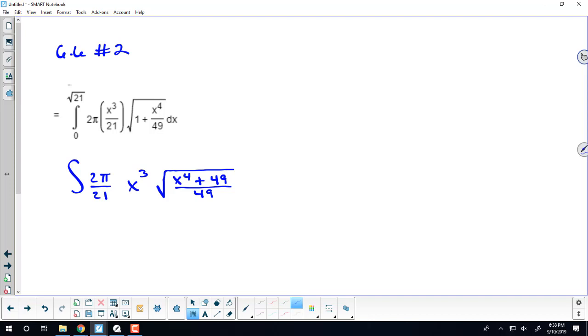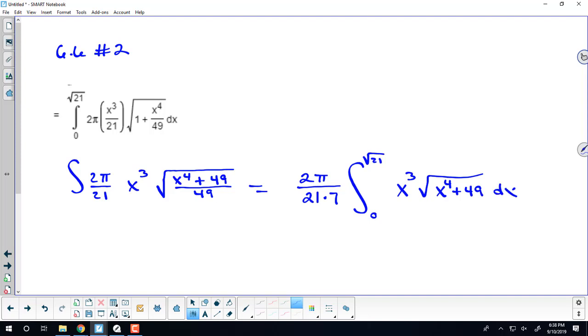So then we take the square root of the denominator here and pull that out as well. So we have 2 pi over 21 times 7 from the square root of 1 over 49. Integral from 0 to root 21 of x cubed and then the square root of x to the 4th plus 49. So does that make sense? This here we wrote as the square root of this, over the square root of 49.